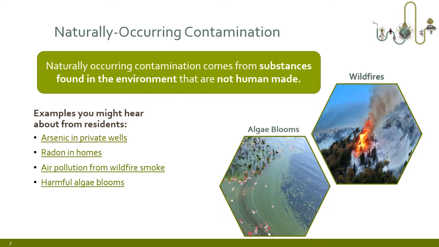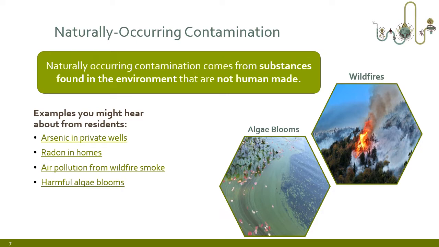As I mentioned earlier, contamination can be either naturally occurring or it may come from human activities. Let's focus first on naturally occurring contamination. Some contaminants in our environment are not human-made, but occur in nature. Some examples that you might hear about from New Hampshire residents include arsenic in private wells, radon in homes, air pollution from wildfire smoke, harmful algae blooms in local lakes. This naturally occurring contamination can pose a threat to human health and must be carefully monitored.